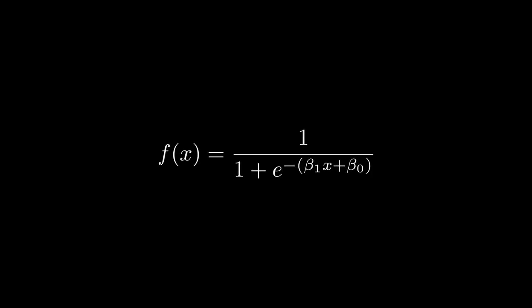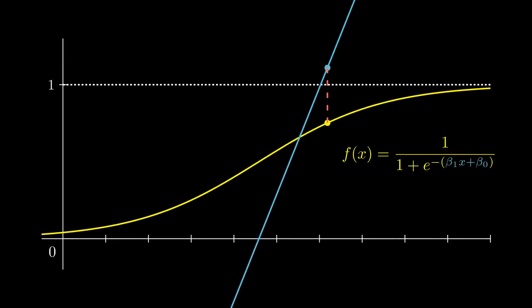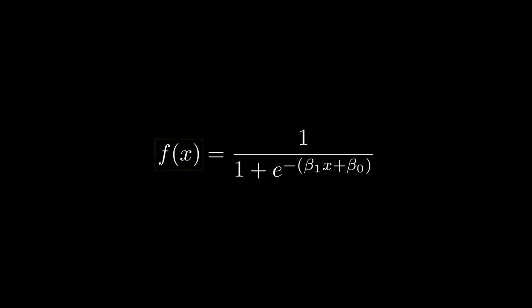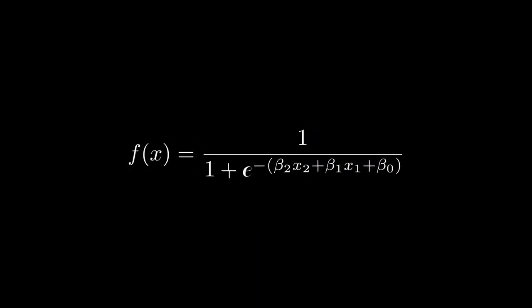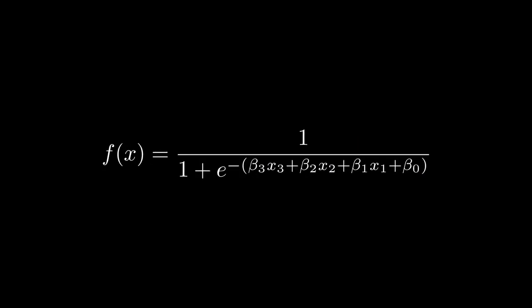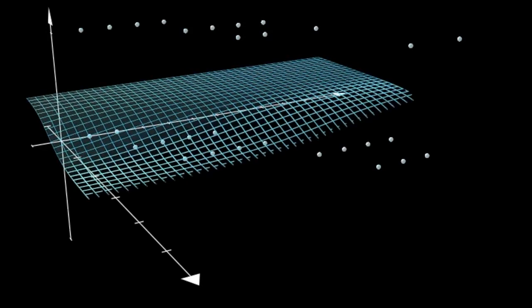This is the function that produces that S-shaped curve. E is Euler's number, which is a special constant. That beta 1x plus beta 0 is a linear function. That is actually the log odds function. That is something we will talk about in another video. What's important to know is that this function will produce that S-shaped curve we need to make predictions. We can also extend this to more input variables to create multi-dimensional logistic regressions as shown here.